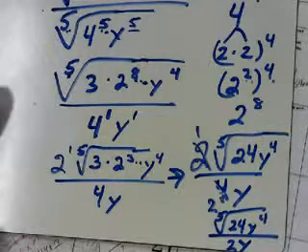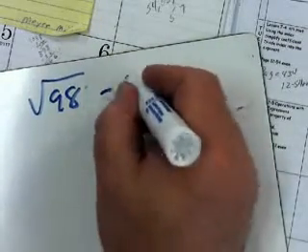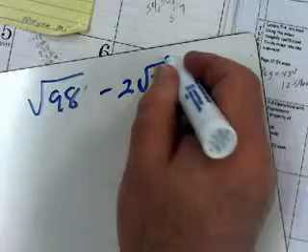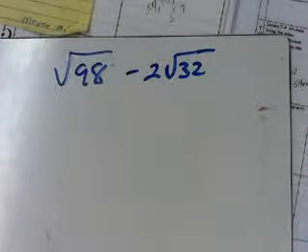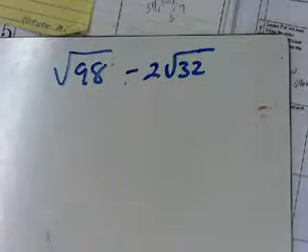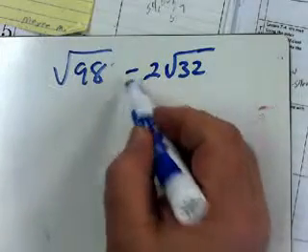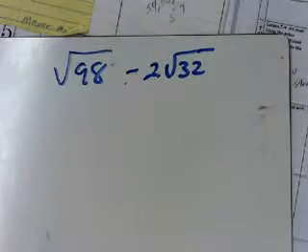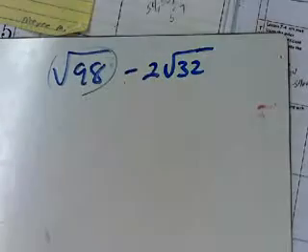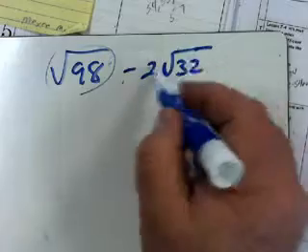Okay? Next problem. The square root of 98 minus 2 times the square root of 32. Everything we've done so far has had adding or subtracting in between multiplication or division, right? Now I have a subtraction. So work with this one, simplify it. Work with this one, simplify it.